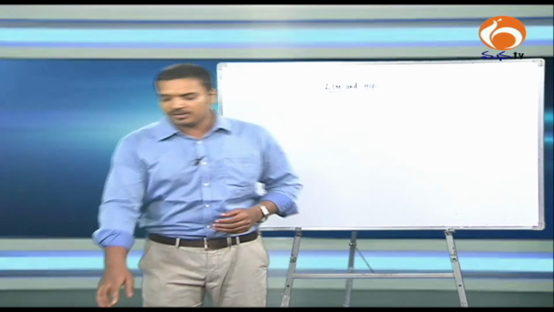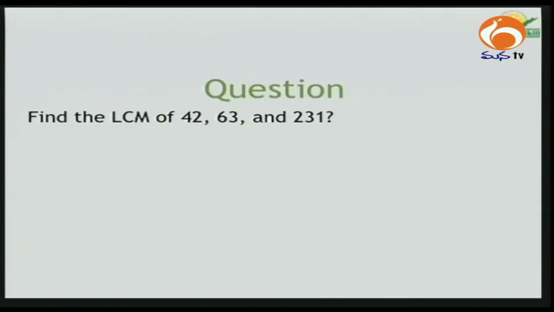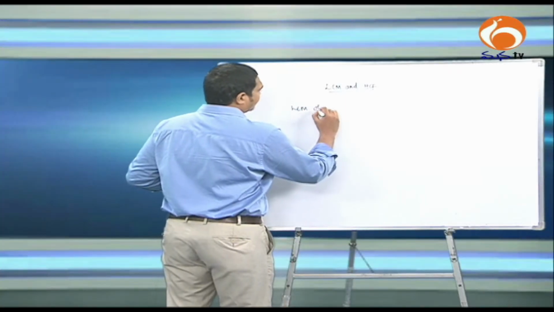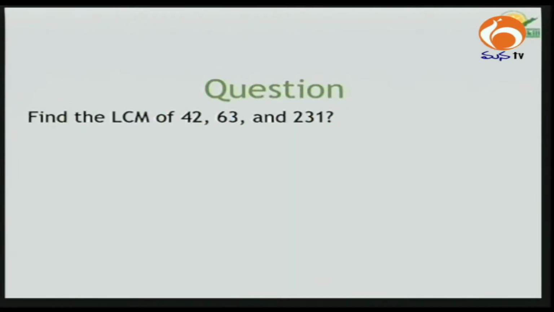Let's see the first question. Find the LCM of 42, 63, 231. It's a very basic question. I repeat the question. Find the LCM of 42, 63 and then 231. All right, now this is a very basic question.